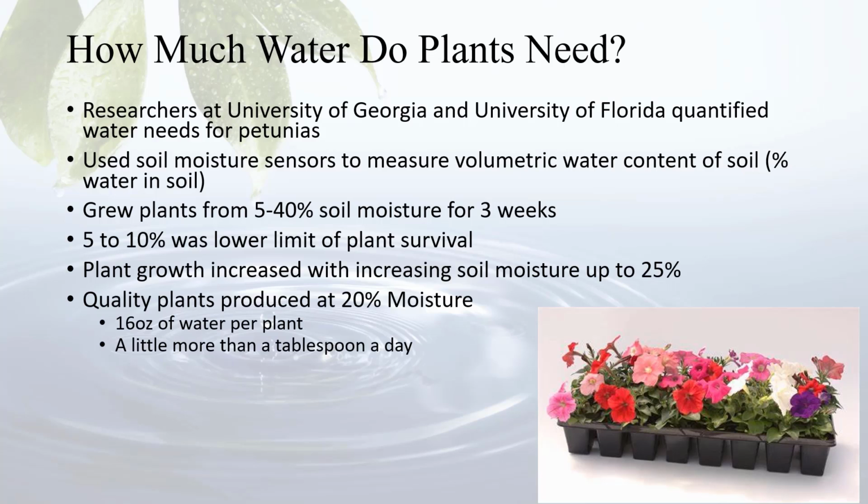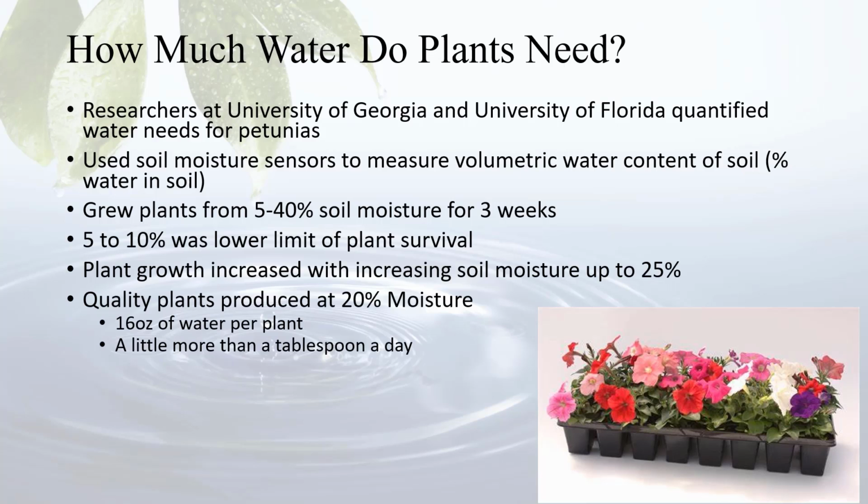They also found that plant growth increased with increasing soil moisture up until a point, right? Up until about 25% soil moisture, we saw an increase in plant growth. And they found that they were able to produce quality plants at around 20% moisture. And that turned out to be around 16 ounces of water per plant, right? So for the 3 weeks, each plant needed about 16 ounces of water through that 3-week time span. And that turned out to be about a little more than a tablespoon of water a day, right?